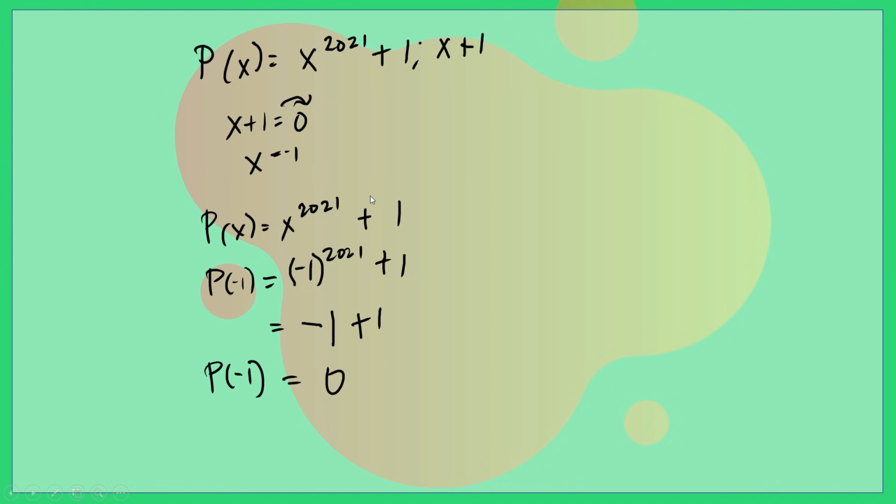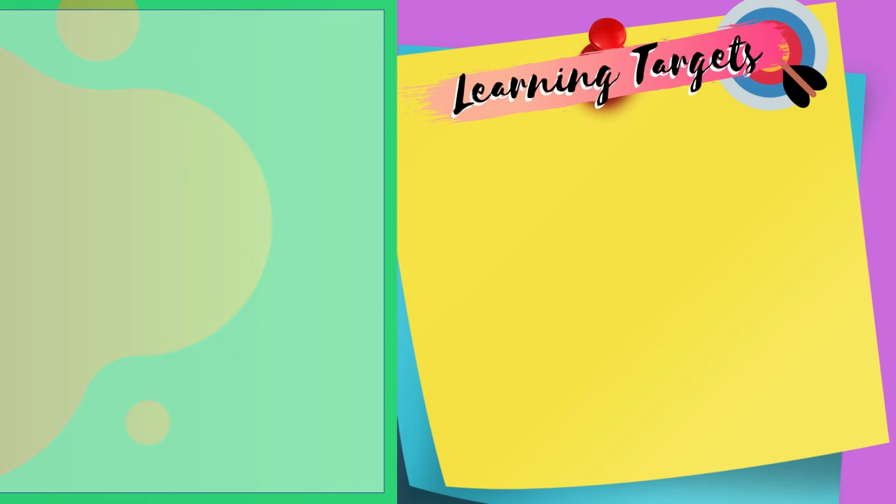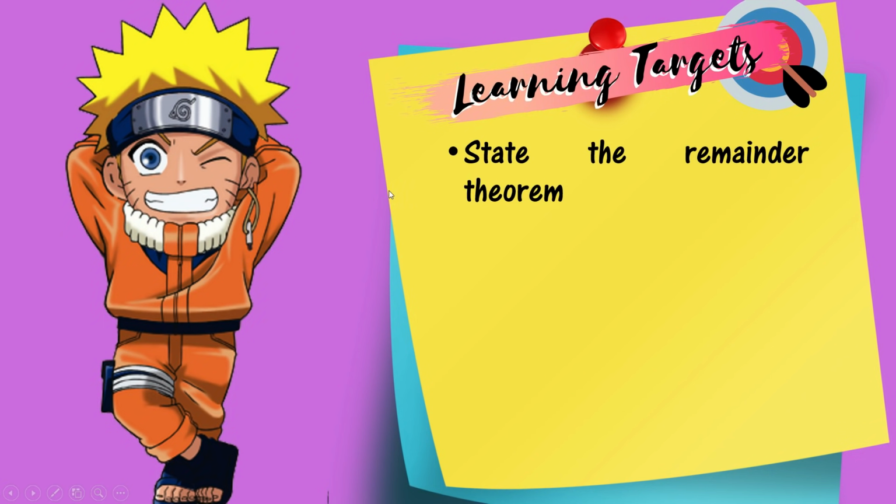Okay po? So again po, the remainder theorem states that if a polynomial function p of x is divided by x minus c, then the remainder is equal to p of c, or it is just equal to the value of the function kapag sinubstitute natin yung value ng x ng divisor or nung binomial. Okay po?